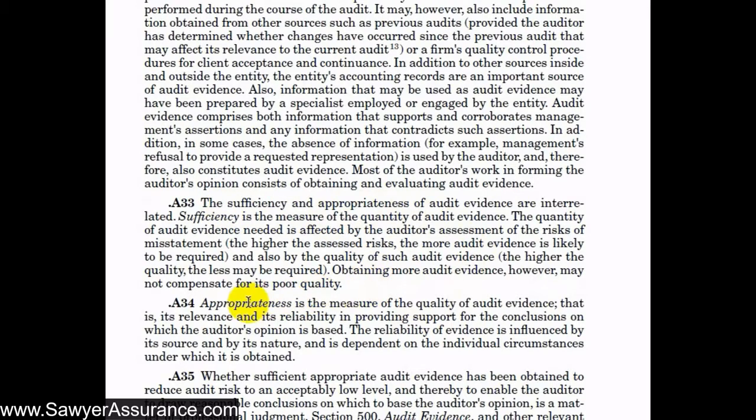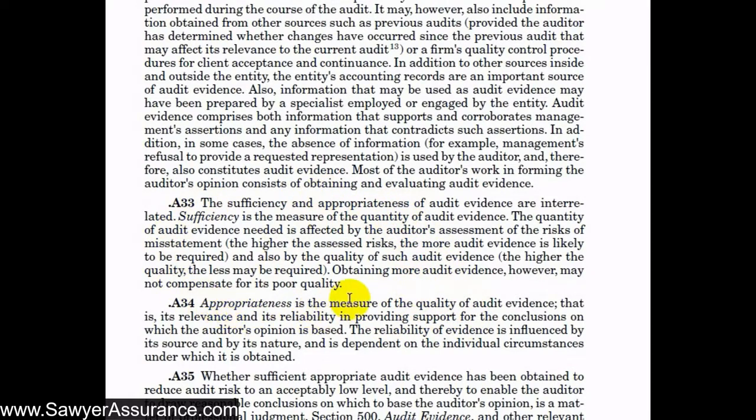So maybe if we're getting evidence on the cash balance at the bank, and we've confirmed the cash balance directly with the bank, this would be very high quality audit evidence. So then we may not need to do other work, for instance, looking at the bank statement to see what the balance is, because we already have high quality, so we don't need more of it.